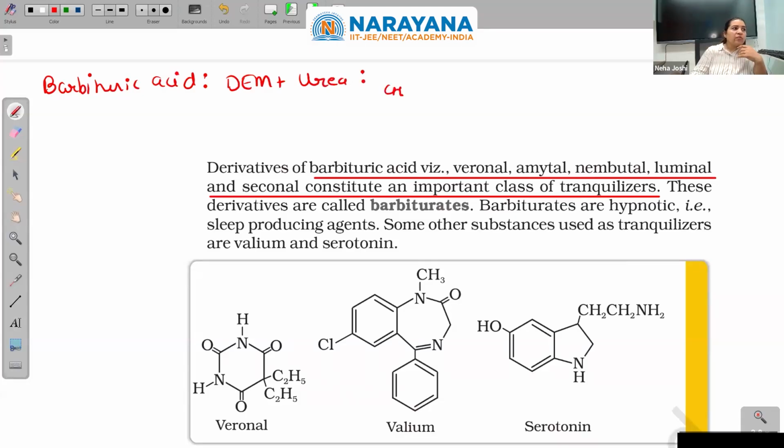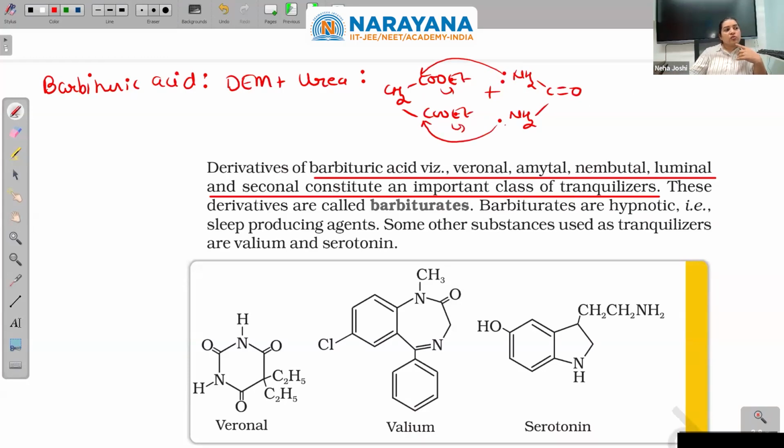So what is diethyl malonate? CH2(COOEt)2, and urea. What is urea? NH2CONH2. So when this NH2 attacks and OEt is gone, here also NH2 attacks, OEt gone. So we have CH2(CONH)2CO. This is barbituric acid. Now here you can see that this site can act as acid.